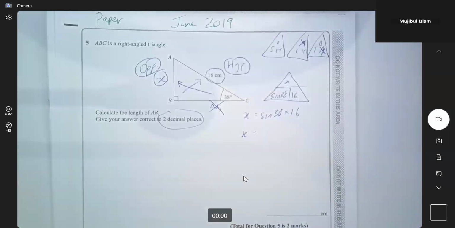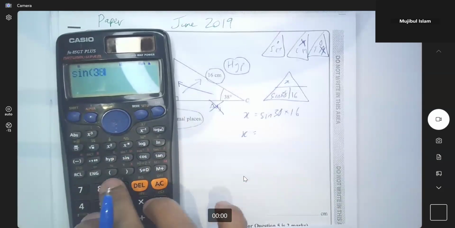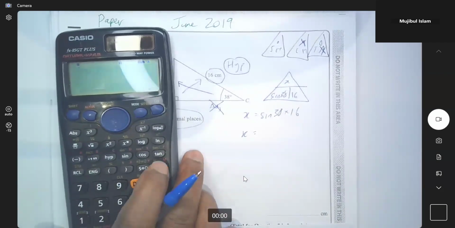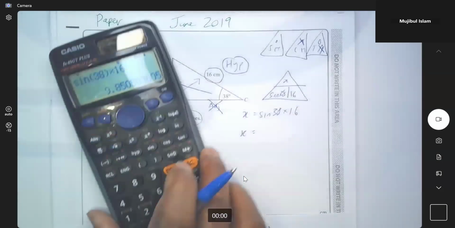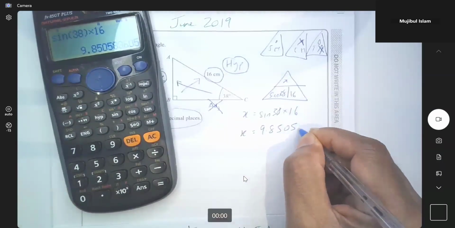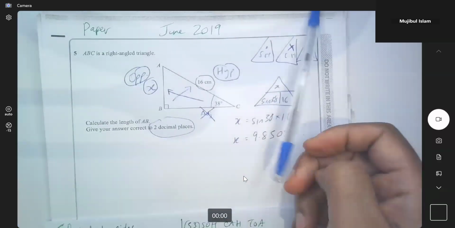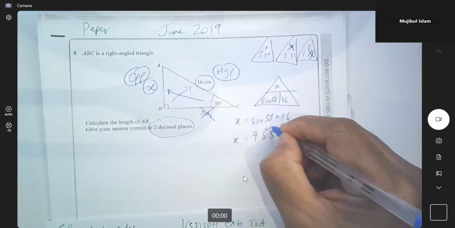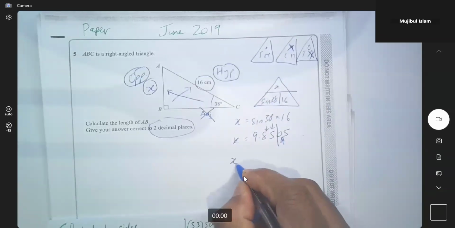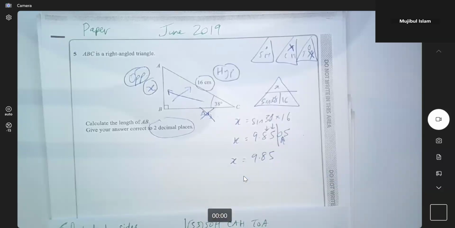X equals, put that into your calculator, sine 38 times 16 gives me 9.8505, carries on forever. 2 decimal places, 1 decimal place, 2 decimal places. 0 is my rounding down. X equals 9.85.